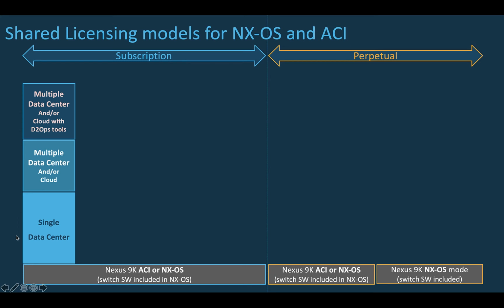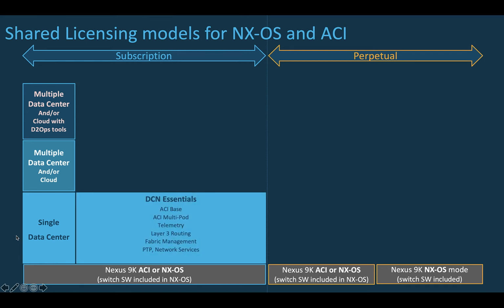From the bottom, which is a single data center, you go to the multi-site with or without the cloud, and then a multi-site with or without the cloud, but with data operations. So in regard to the subscription model, DCNM Essential for a single data center does not include data operations.